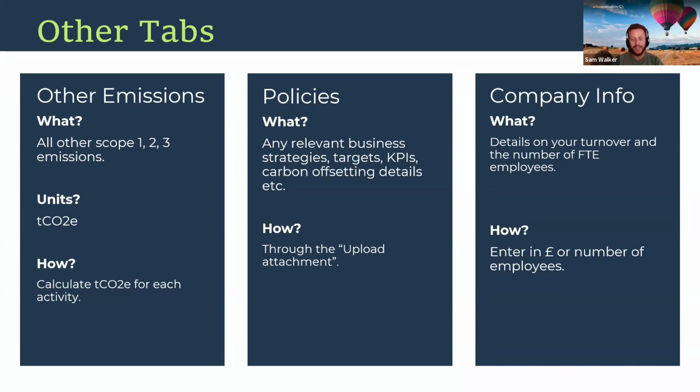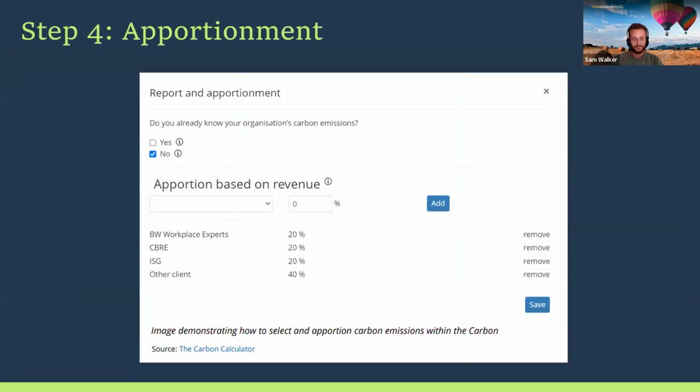We also have the policies and company info tab, which is a great place to keep all the relevant information. For those who mentioned that they have carbon reduction strategies already, you can upload them into the carbon calculator. And if you put in figures with turnover, there are calculations it can do to work out your carbon emissions per employee. So it's really useful to include that information. That's quite a lot, but that's when you're looking at collecting the data, and hopefully that's given you a bit of an overview of where you can start.